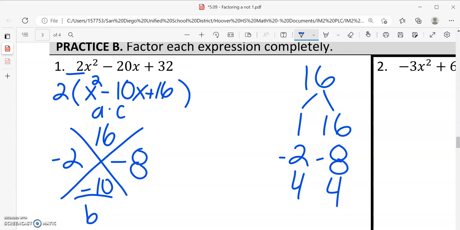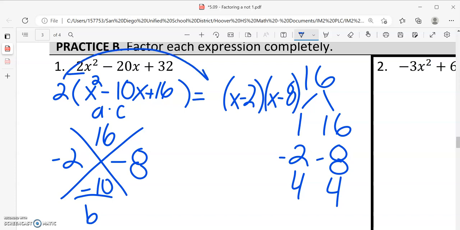Now this is the most important thing. When our a value is 1, we're done with the problem now. We already have our factors. It's simply x minus 2, I'm running out of space here, and x minus 8. With a 2 out front. Don't forget that 2. It's very important.